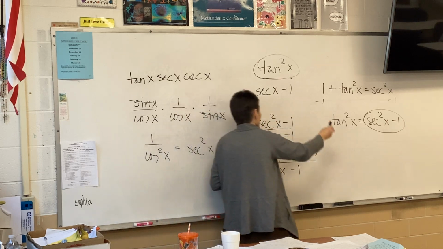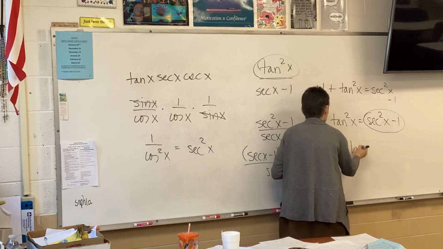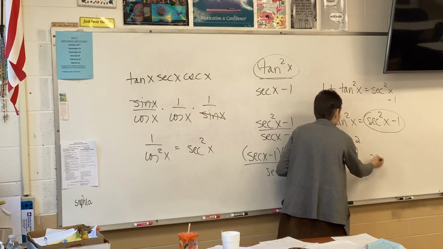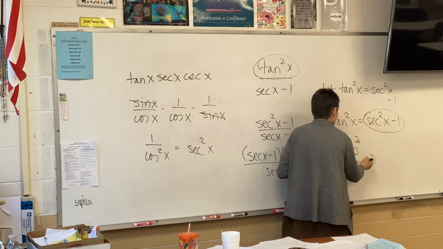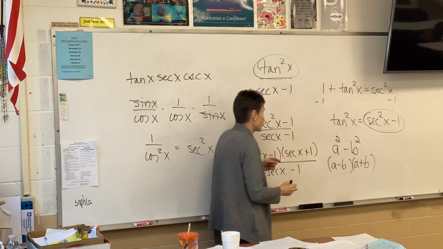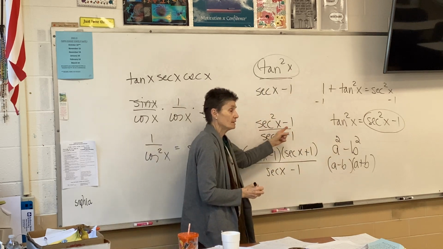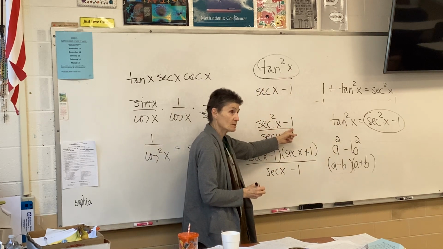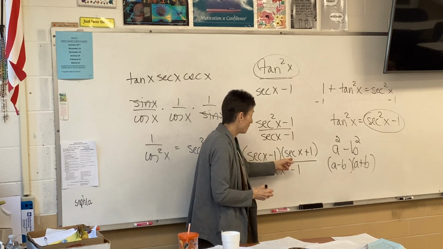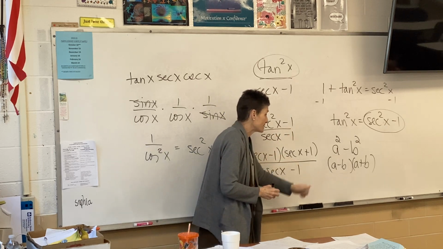The difference of squares. This is the last time I'm going to talk about it, guys. You need to know this. Anytime you have two squares minus each other, and this is secant squared, that's 1 squared, you can pull them apart. Secant minus 1, secant plus 1.